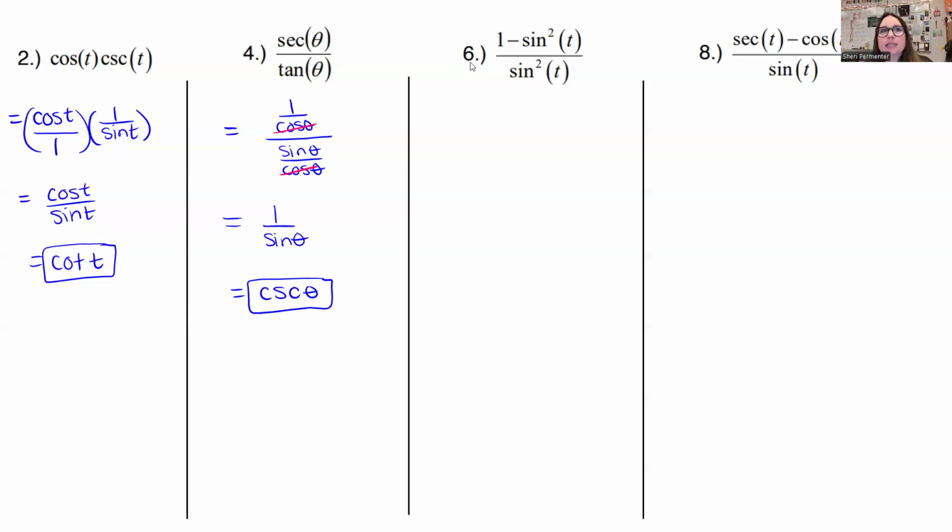So when you look at question number 6, do you see 1 minus sine squared somewhere on your chart? What is 1 minus sine squared? Cosine squared. Oh, it's not a theta. It's a t. Over sine squared t. What's cosine over sine? Cotangent. Done.